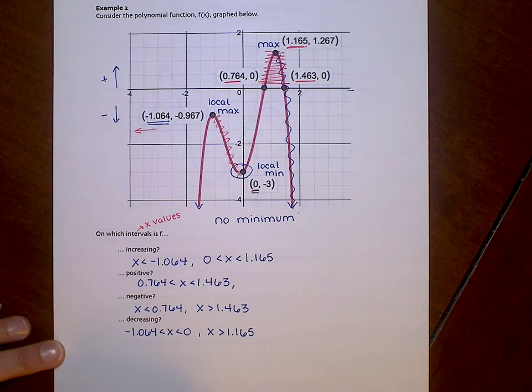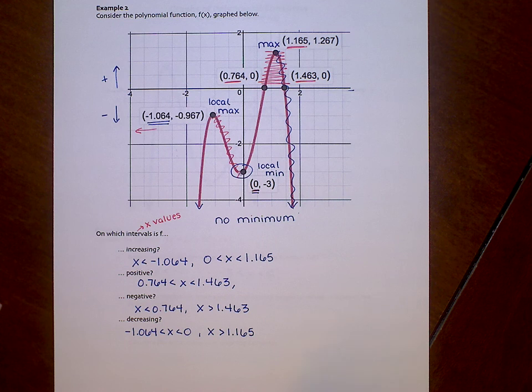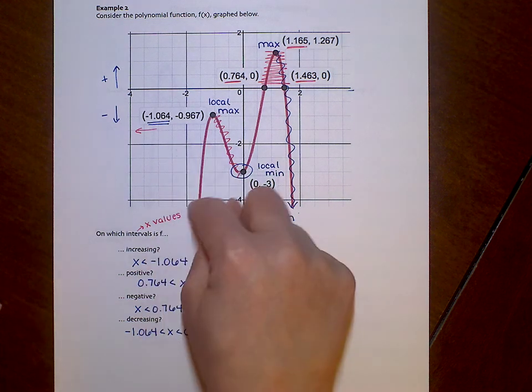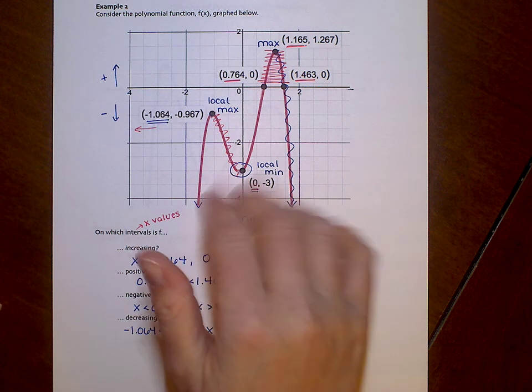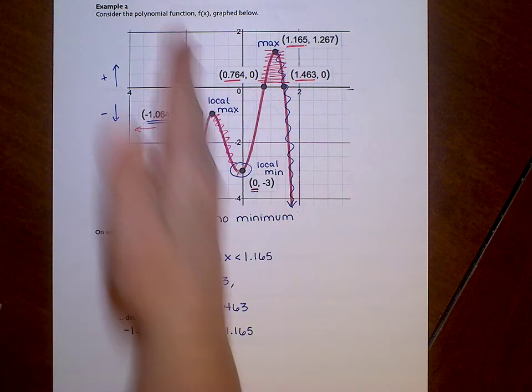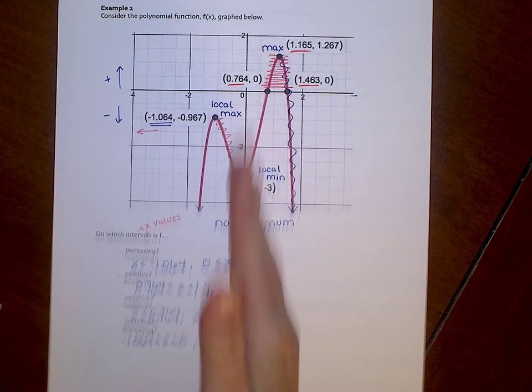So the answers to those all look a little confusing, but that's really all it's doing is kind of talking about ranges of the graph based on these x values. And notice I didn't use the y values for this at all. It's all just about partitioning the graph using your x values here.